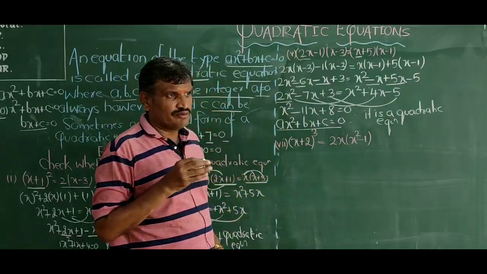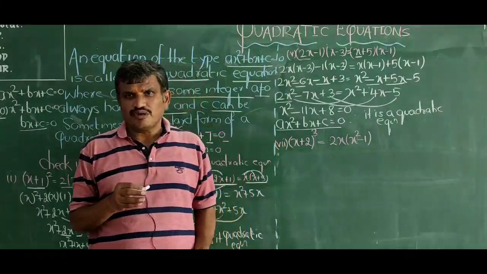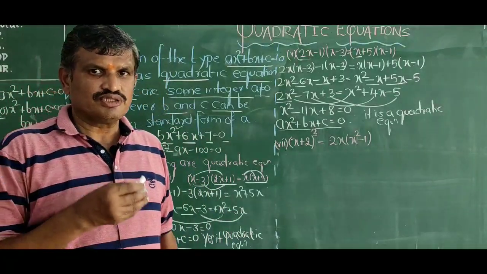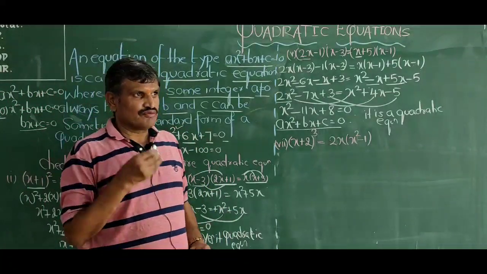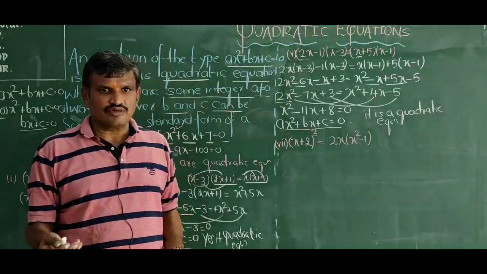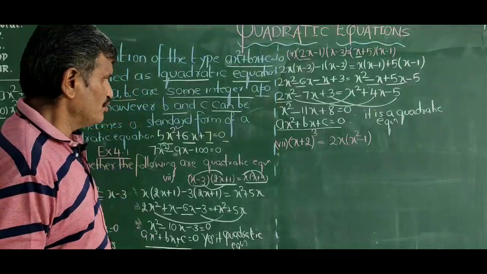So, the method is quite simple, children. Wherever the problem is given, convert it in the form of ax square plus bx plus c equal to 0. If it is convertible, then we say it is quadratic. If we cannot convert it, it is not quadratic. It is as simple as it looks.